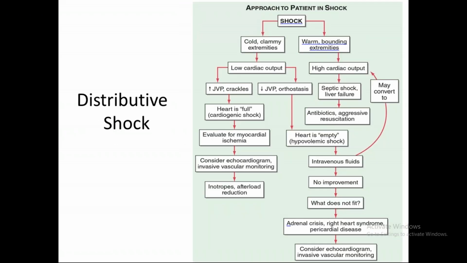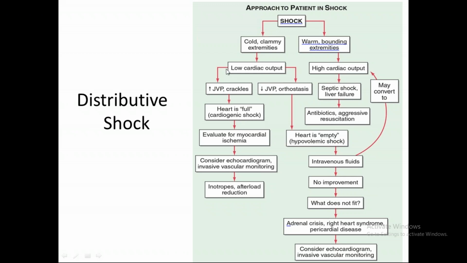What is distributive shock? Again, this diagram. Patient presenting with shock, मतलब mean arterial pressure कम है. दो चीजें हो सकती हैं, हाथ पैर ठंडे हो सकते हैं, हाथ पैर गर्म हो सकते हैं. हाथ पैर ठंडे हैं, cold extremities है, मतलब low cardiac output है. दो चीजें हो सकती हैं. It could be hypovolemic shock, it could be cardiogenic shock. If the JVP is raised, it is cardiogenic shock. If the JVP is decreased, it is hypovolemic shock.